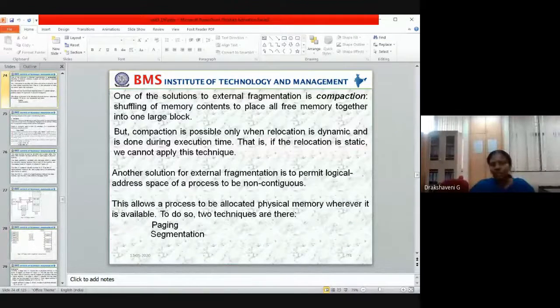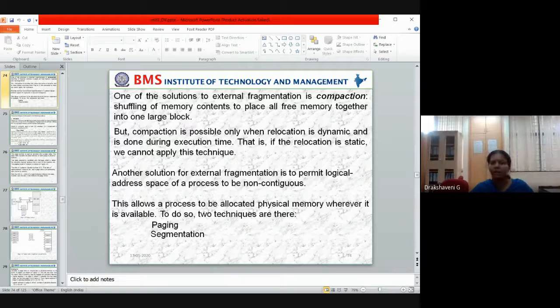So one of the solutions to external fragmentation is compaction. So what is this compaction? Shuffling of memory content to place all free memory together in one large block. Suppose Akash is in the first bench, Mithili in the second bench, Bhavishya in the third bench, and a fourth person will come. Where does he have to sit? He has to sit in the fourth place. The next person comes, he should sit in the 5th place.